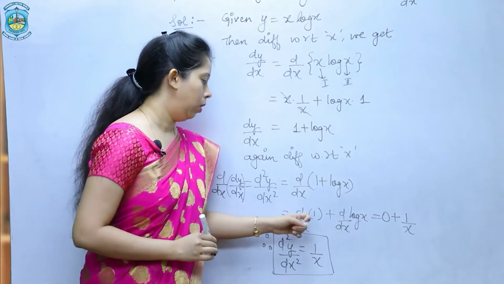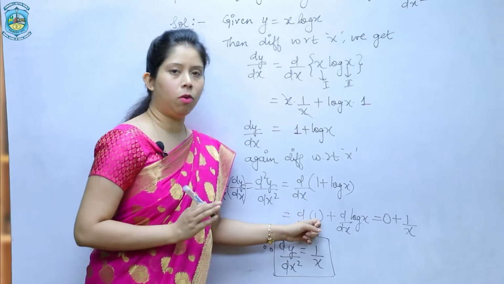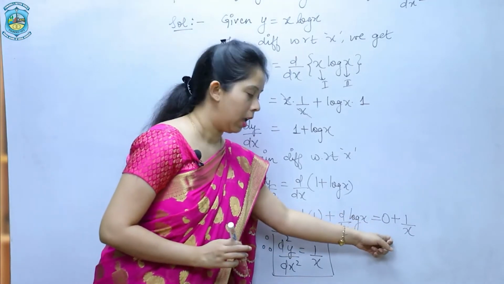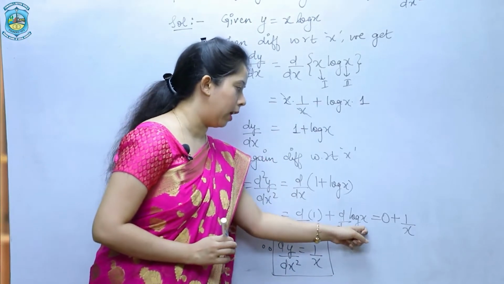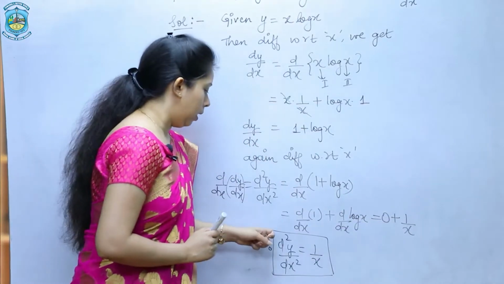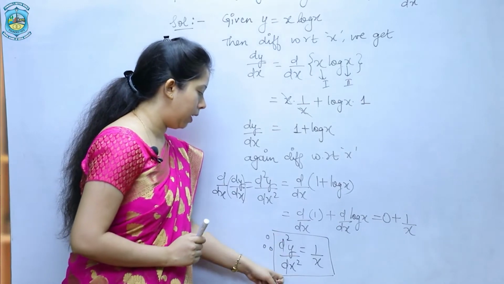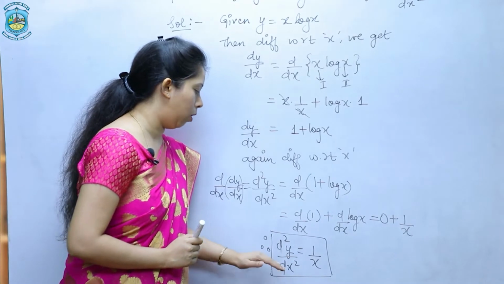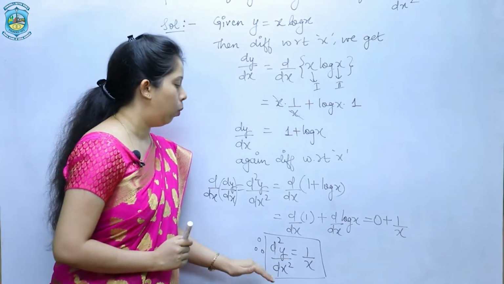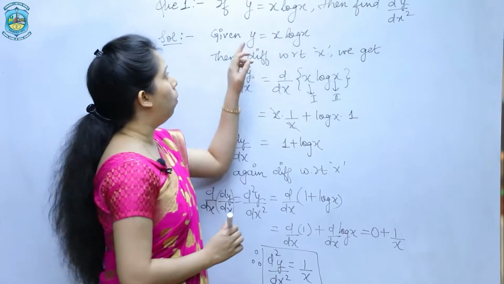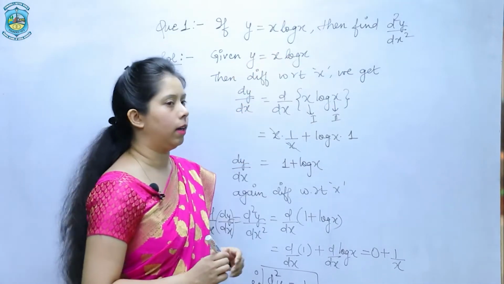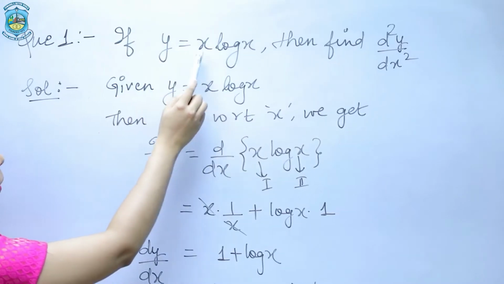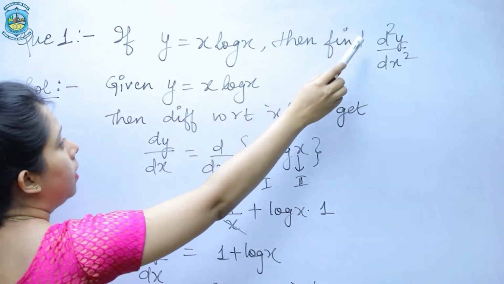Now, as we all know, the derivative of a constant is always 0. So, d by dx of 1 is 0 and the derivative of log x is 1 by x. So, the second order derivative d2y by dx square is equal to 1 by x. So, this is the final value of the second order derivative when the initial function was y is equal to x log x.